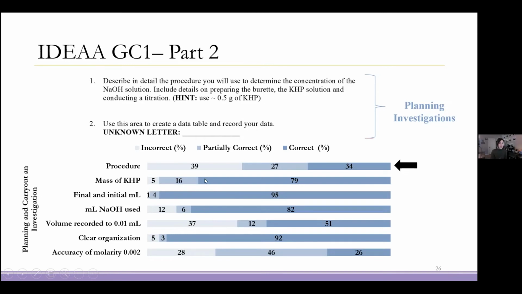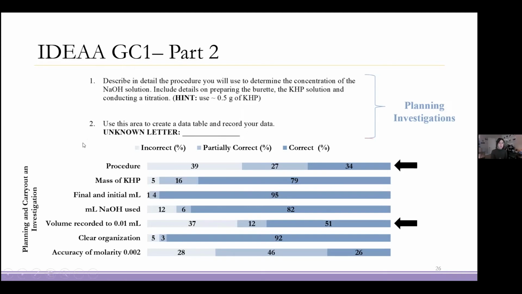So you can see a high percentage of students recorded the appropriate data that they needed when they were carrying out this titration. The volume recorded to 0.01 milliliters was an issue: 50% of students did record to the correct digit, but 50% didn't. And this was a focus of the skill builder lab where they were taught how to read a burette. So this points to a larger issue of students understanding the difference between a number and a measured value.